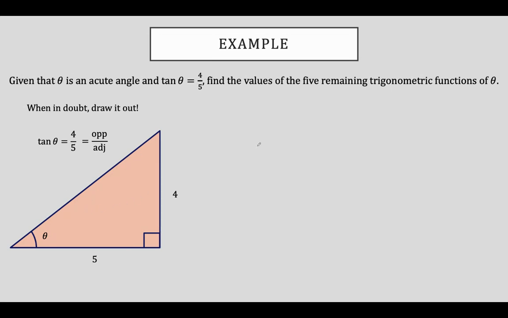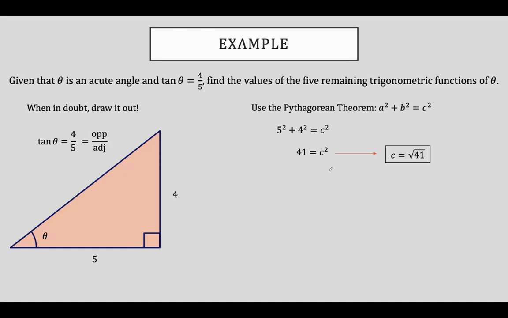And we can find the hypotenuse of this right triangle by using the Pythagorean theorem. A squared plus b squared is equal to c squared. In this case, we have 5 squared plus 4 squared is equal to c squared, our hypotenuse squared. That is 25 plus 16. 25 plus 16 gives us 41 is equal to c squared. We take the square root of both sides, giving us c is equal to the square root of 41. That is the length of our hypotenuse of this right triangle.